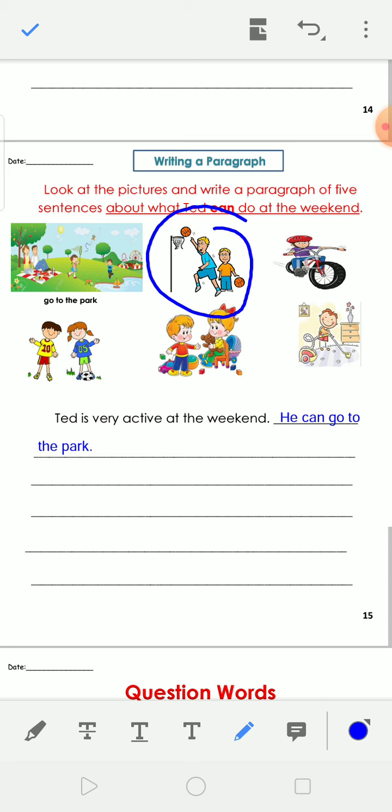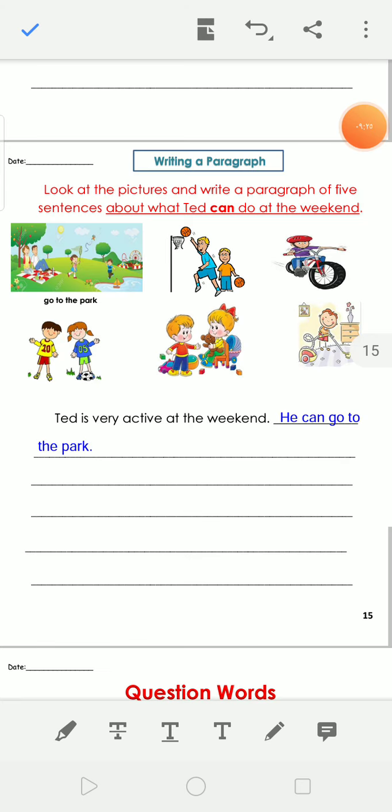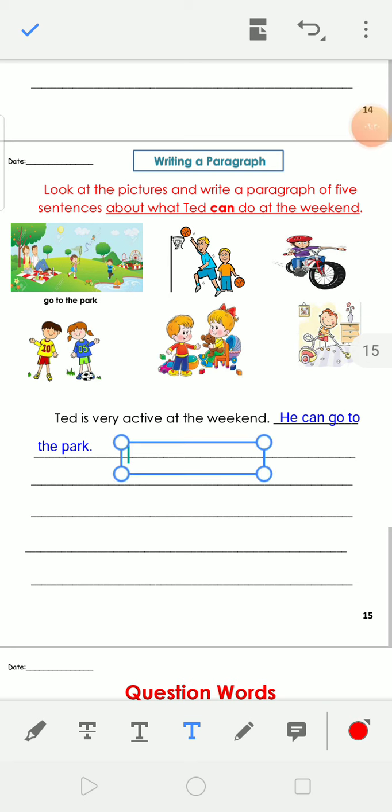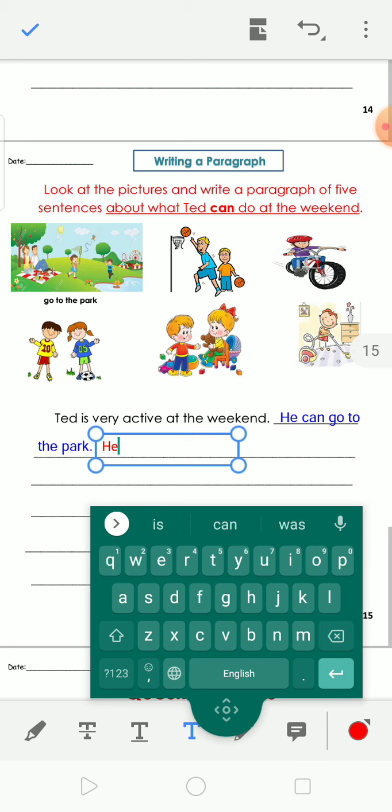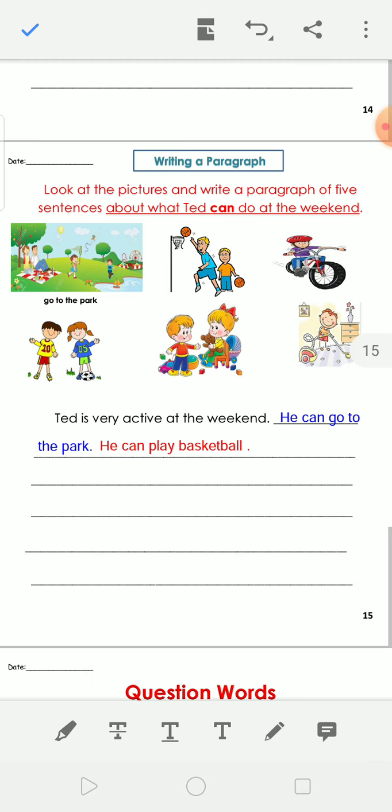Look at this picture and tell me what he can do here. Yes, perfect. He can play basketball. Let's write it together. I have to complete on the same line here to make the sentences next to each other. He can play basketball. The full stop. I finished. Don't forget to leave a space between the words.